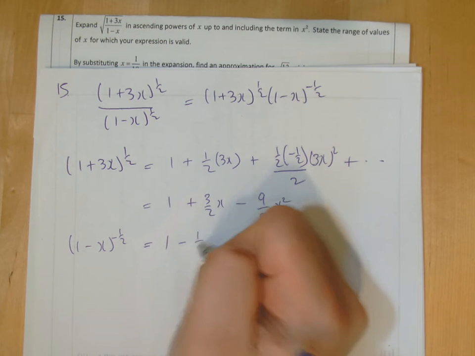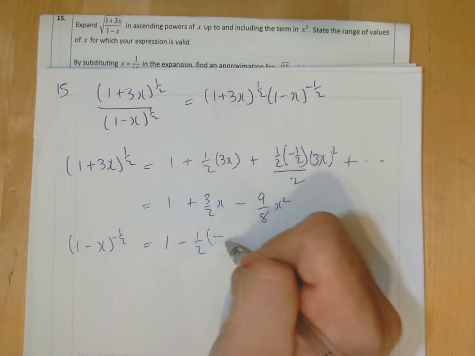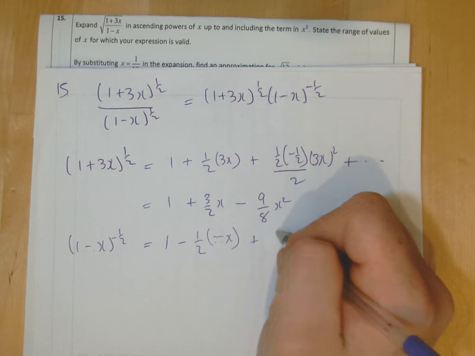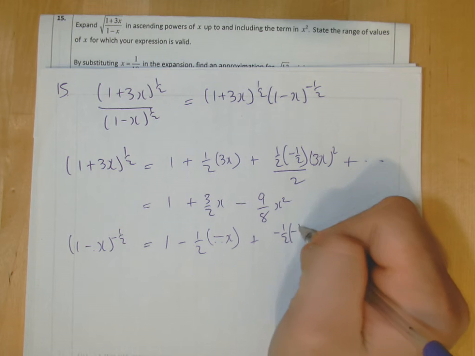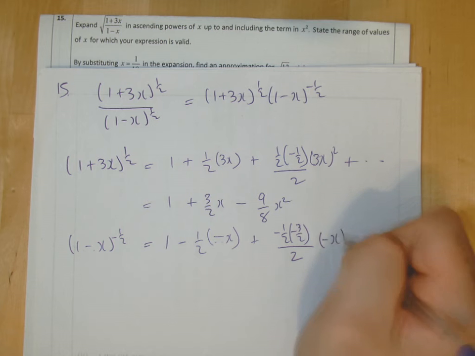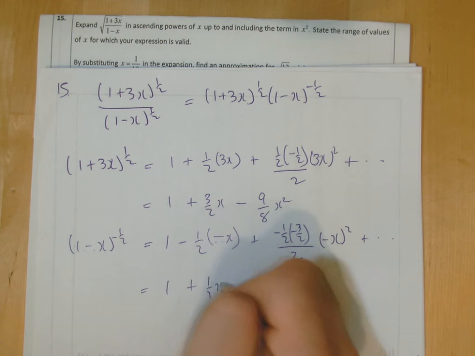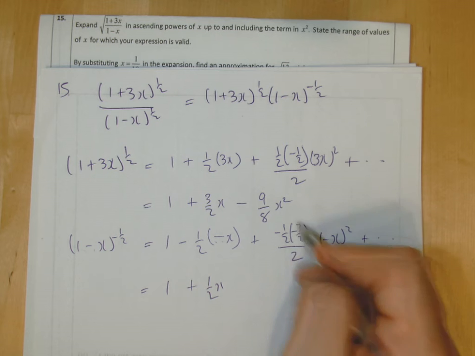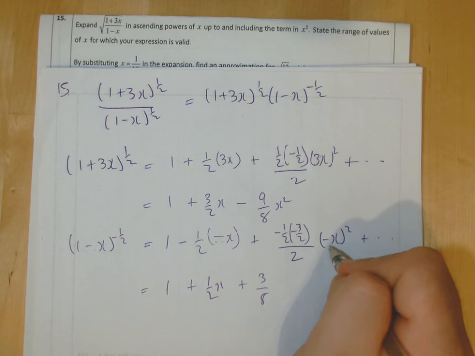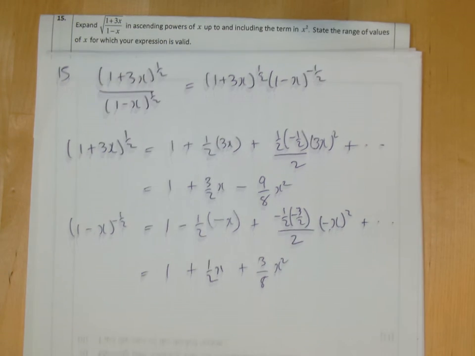minus, because n is a minus, and then of course x is minus x, so don't forget that minus makes x into minus x in the formula. Plus n, which is minus a half, times n minus 1, which is minus 3 over 2, over 1 times 2, which is 2, and then minus x all squared, plus dot dot dot. So this becomes 1 plus half x, and then plus 3 over 8, and when you square this, that becomes a plus, because these two minuses make a plus. So there's your answer there.